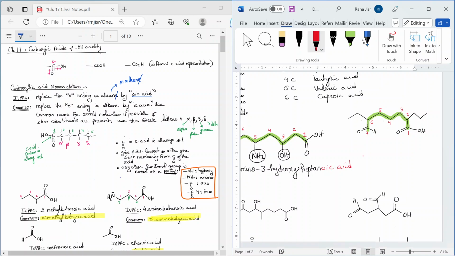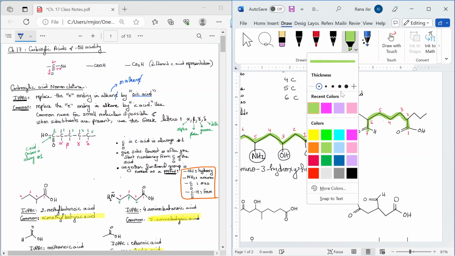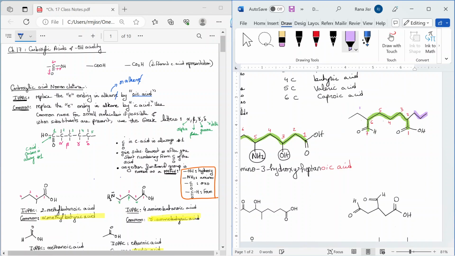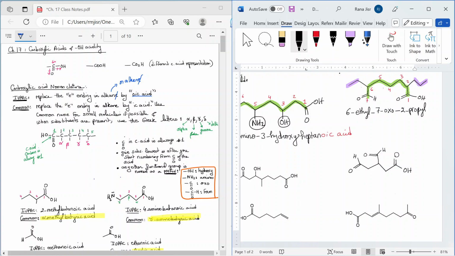So for the name here, we arrange the substituents in alphabetical order. Here I have a propyl, I have an ethyl, and I have an oxo. So the E is going to come first, and the name is going to be 6-ethyl, 7-oxo, and then 2-propyl. There's no space here. Heptanoic acid.